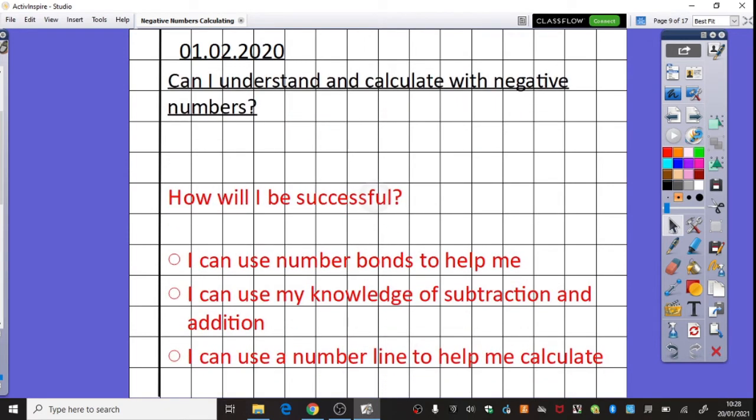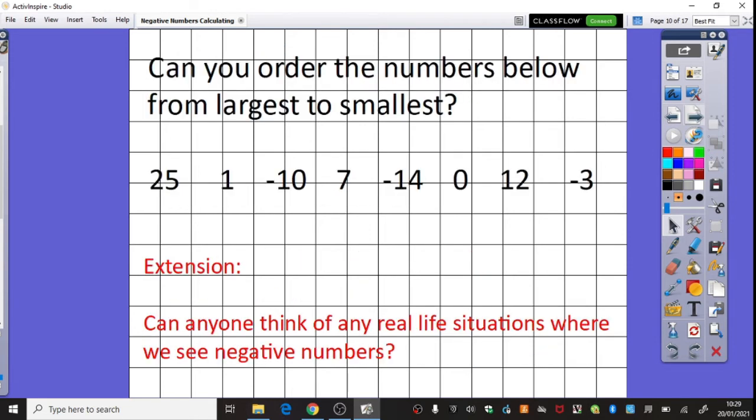And I'll just lift that up a little bit as we missed the last one off the end there. And also a number line is going to be a really useful model to help you calculate accurately today. So the first thing I'd like you to do is pause the video and have a go at ordering these numbers from largest to smallest, and see which you think is the largest down to which you think is the smallest.